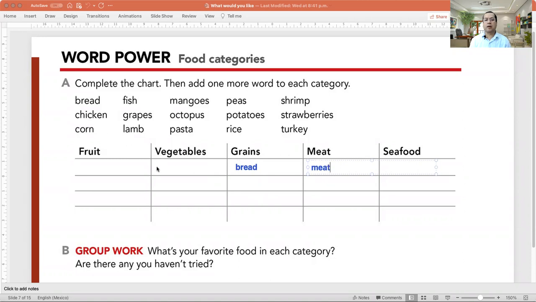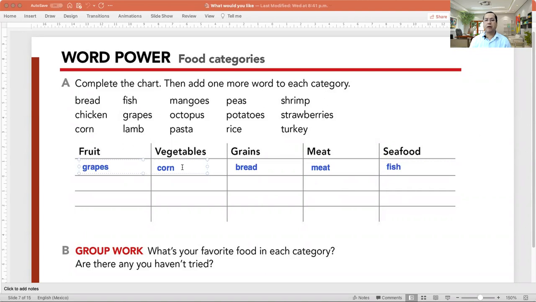Corn is something that comes in little granos, so that will be under this category. Next one, fish. Fish is something that is found in the ocean, so that comes from the sea, and that's fish. Next one is grapes, which is kind of fruit, right? So this is grapes. It's gonna be here, grapes.